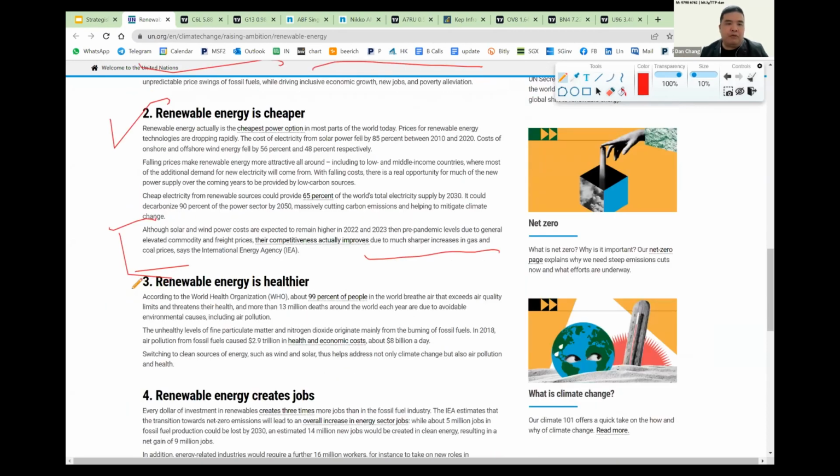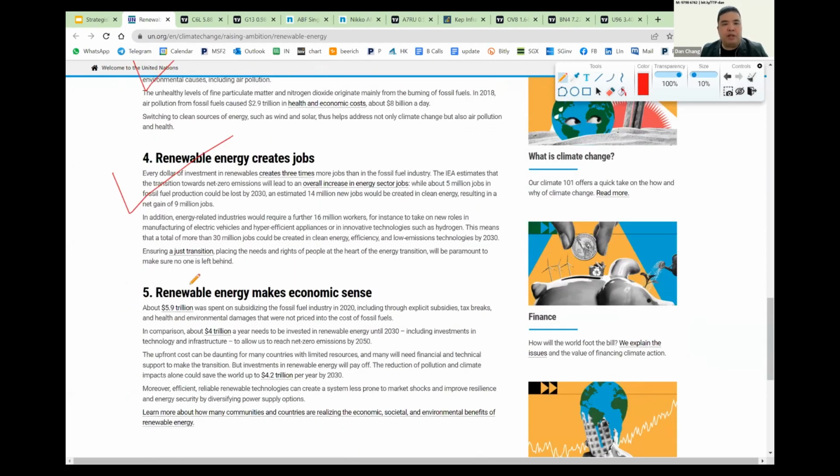Of course, renewable energy is healthier, as we all know. They create jobs as well, and they actually make economic sense. Because for example SIA, they don't have to depend on the price of oil. They don't have to do an oil hedge. So it actually makes economic sense.